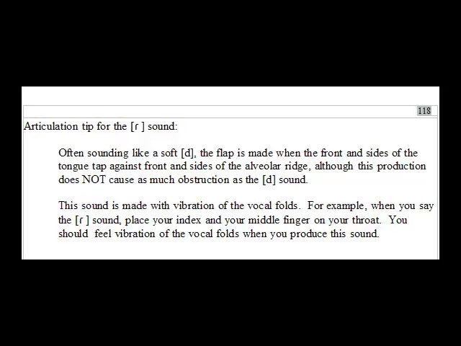Articulation tip for the flap sound. Often sounding like a soft D, the flap is made when the front and sides of the tongue tap against the front and sides of the alveolar ridge, although this production does not cause as much obstruction as the D sound. This sound is made with vibration of the vocal folds. For example, when you say the flap sound, place your index and your middle finger on your throat. You should feel vibration of the vocal folds when you produce this sound.